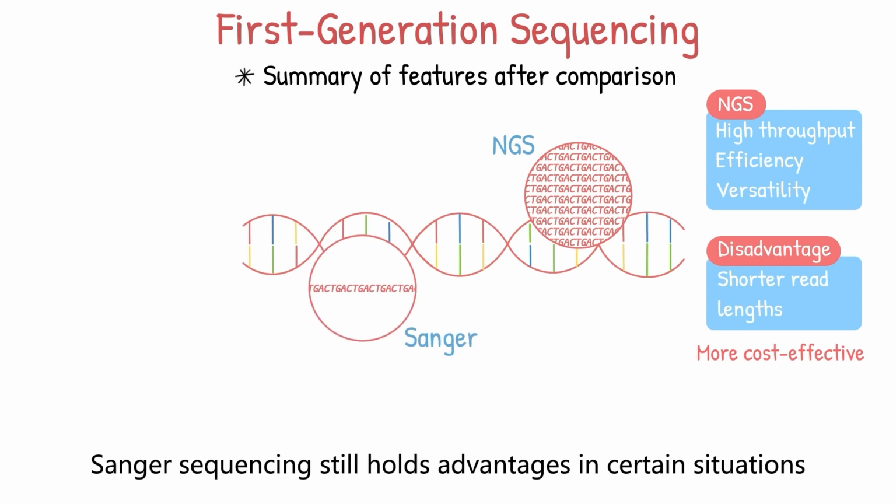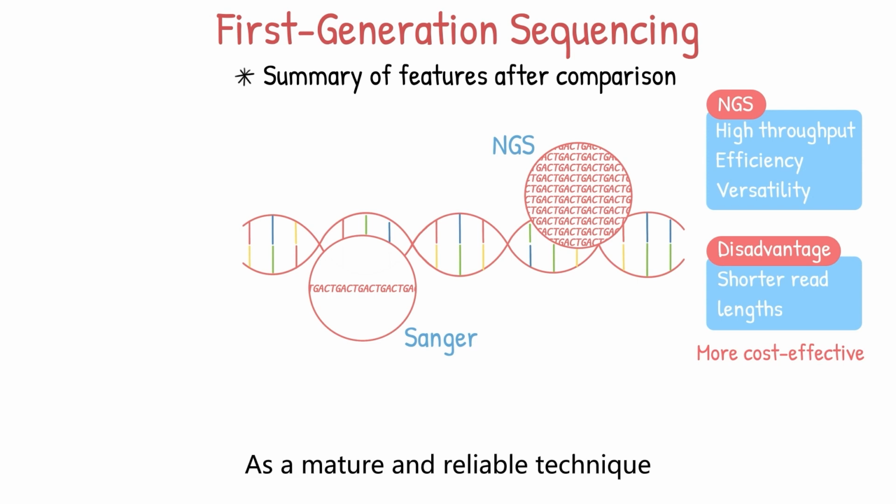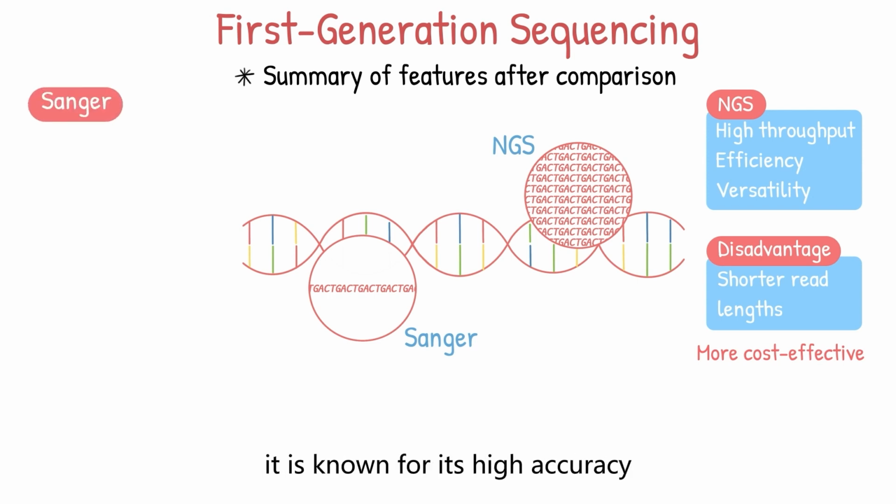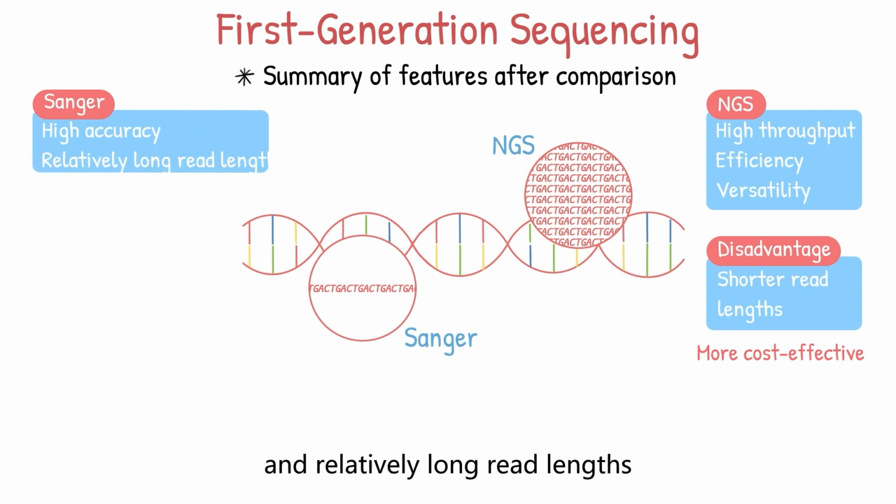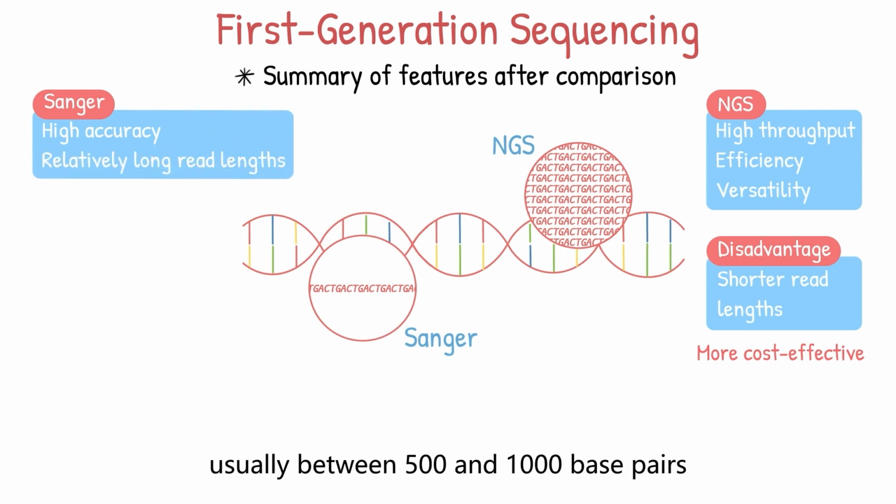However, Sanger sequencing still holds advantages in certain situations. As a mature and reliable technique, it is known for its high accuracy and relatively long read lengths, typically between 500 and 1000 base pairs.